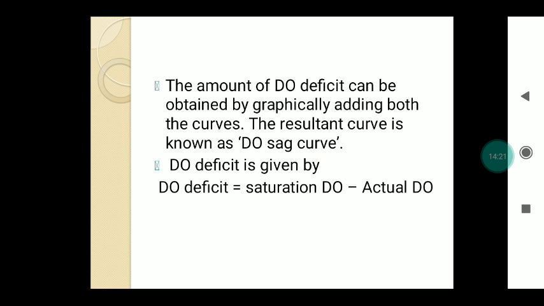The amount of dissolved oxygen deficit can be obtained by graphically adding both curves, that is the reoxygenation curve and the deoxygenation curve, and the resultant curve is known as the dissolved oxygen sag curve. And the DO deficit can be given by the formula: saturation DO minus actual DO, from which we can calculate the DO deficit.